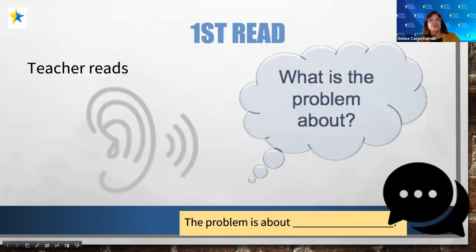as well as here. So in the first read, the teacher is going to read the problem and you are going to be thinking about what is the problem about. And you'll notice that I've put a response frame there for you, the problem is about. So in the chat, I'd like you to put what the problem is about in just a moment. So I'm going to read that right now.